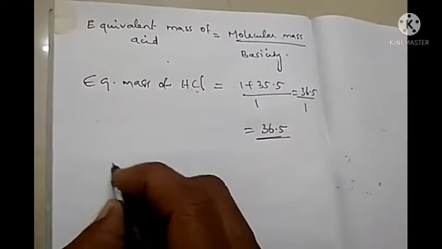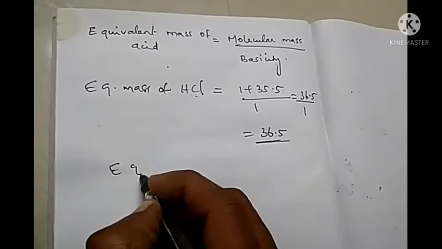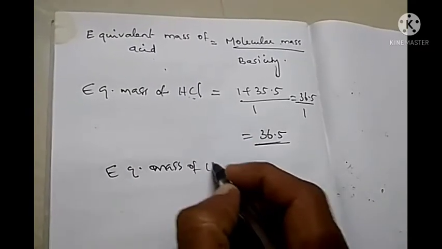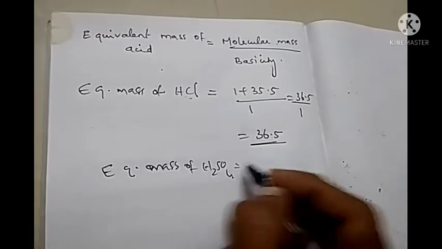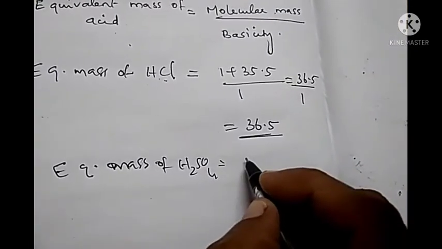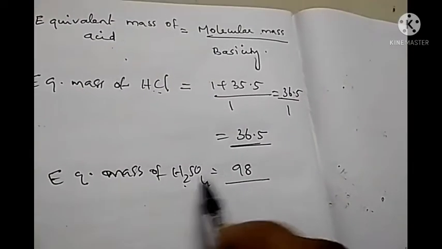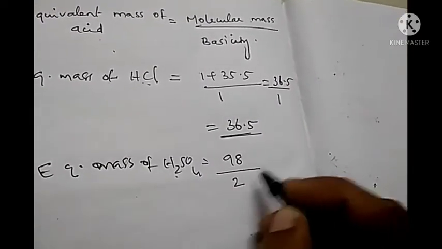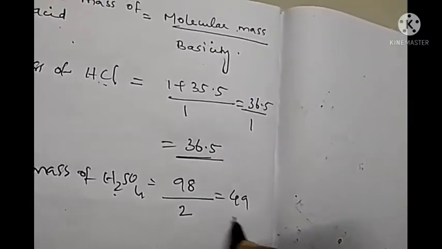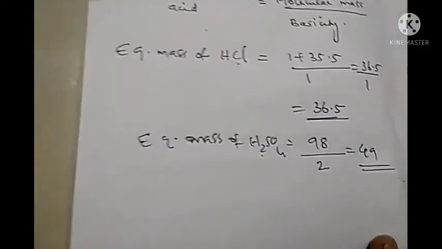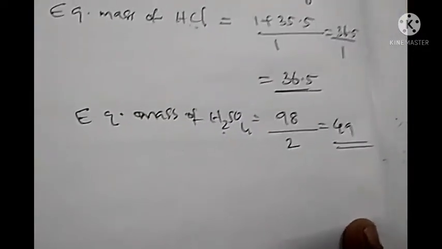In the case of H2SO4, its equivalent mass is equal to its molecular mass, that is 98, divided by basicity. 2 hydrogen atoms are there, so 98 divided by 2 is equal to 49. So this is the equivalent mass of H2SO4. So like this, we can calculate the equivalent mass of these acids.